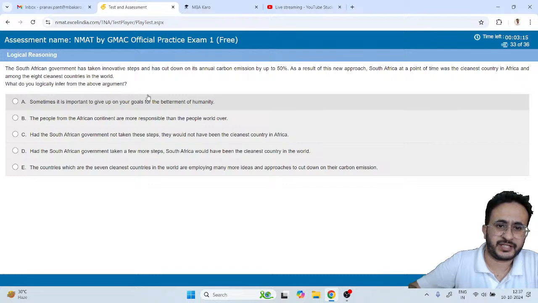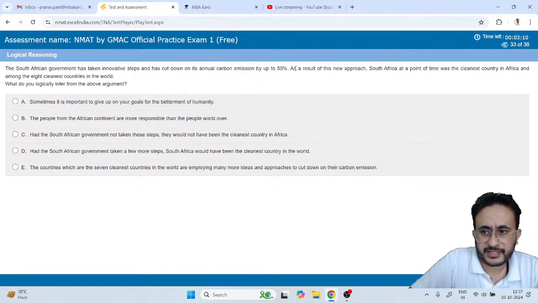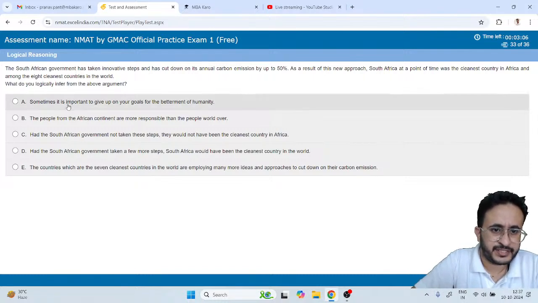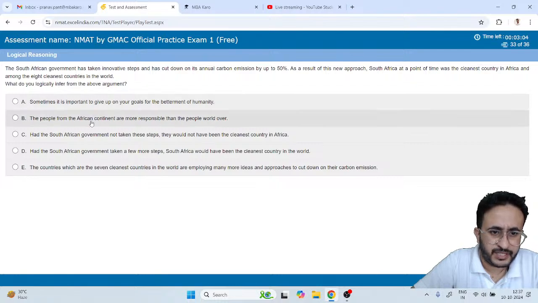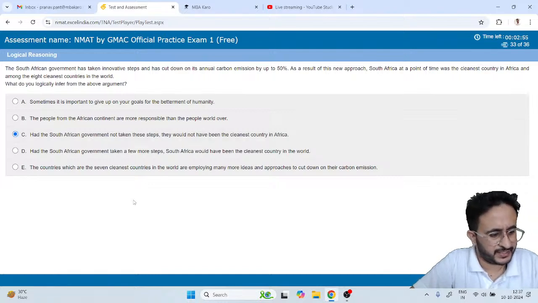South African government has taken innovative steps to cut down its annual carbon emission. South Africa was the cleanest country in Africa and among the eight cleanest countries in the world. Logically infer. It is important to avoid generic statements. African continent more responsible? Can't say. Not taken, they would not have been the cleanest country in Africa. So this is all we can directly say, right?